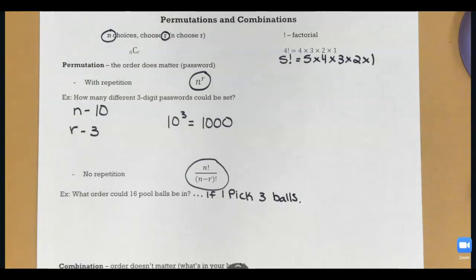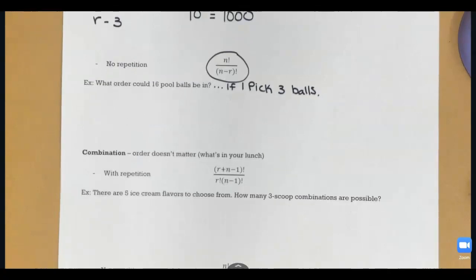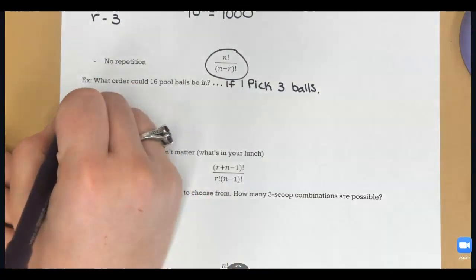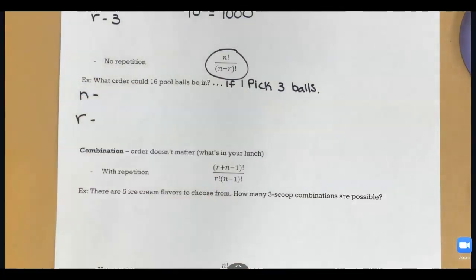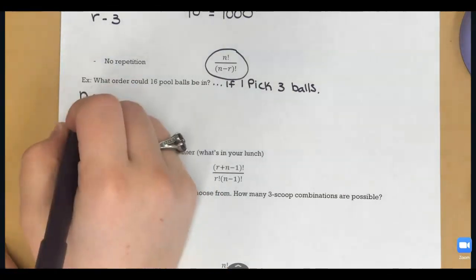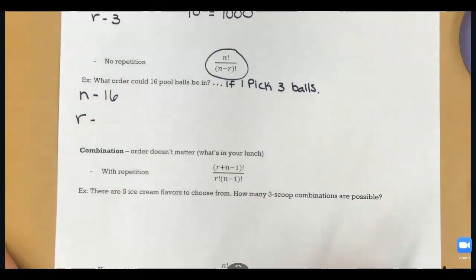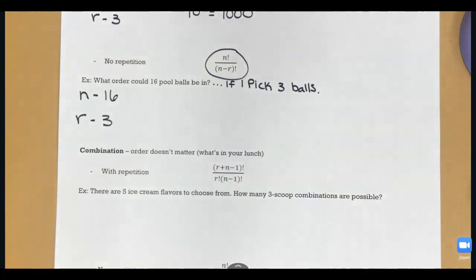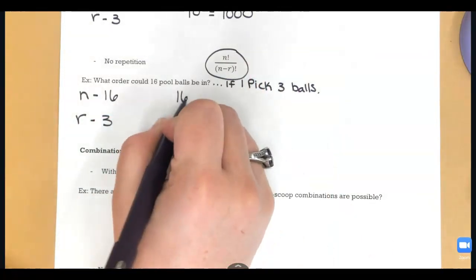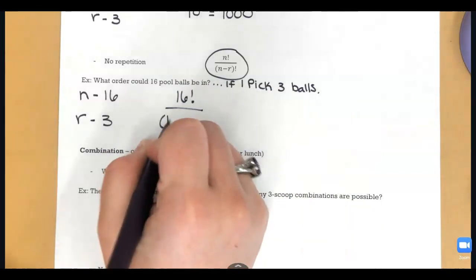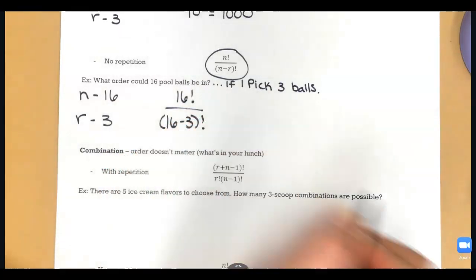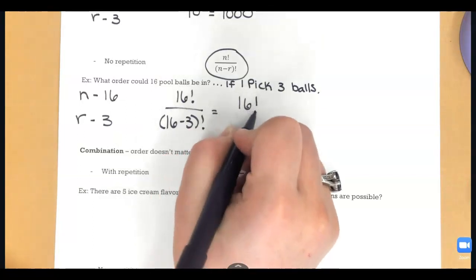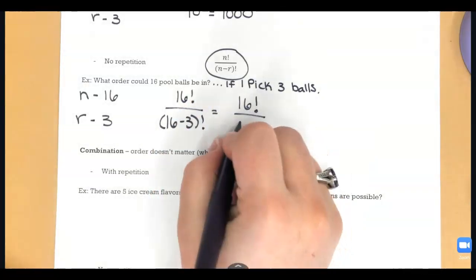Well, once I pick ball 2, I'm not going to pick it again because I'm not putting it back in the basket. So this is why there's no repetition allowed. So let's figure out what our n and r values are for this scenario. I'm picking from 16 pool balls, so n is going to be 16. And I'm picking 3 of them, so r is 3. So I'm going to put those into my formula, 16 factorial over 16 minus 3 factorial. So that's going to be 16 factorial over 13, since 16 minus 3 is 13.